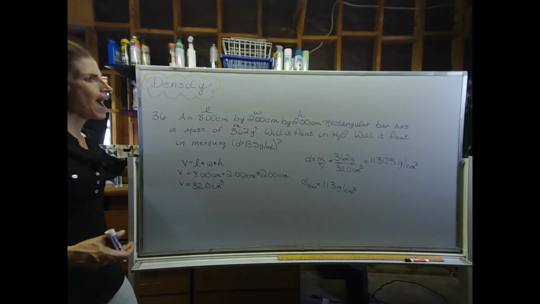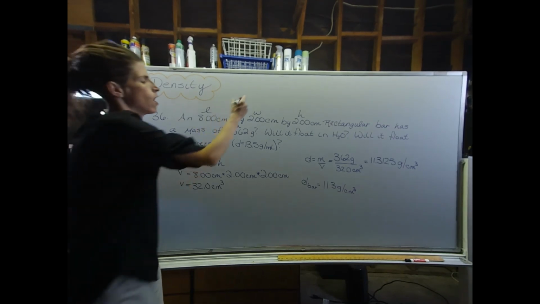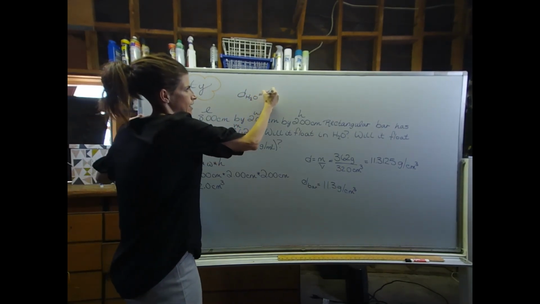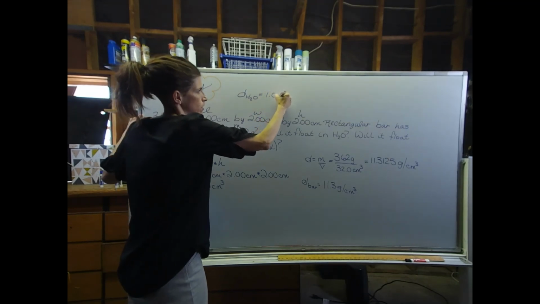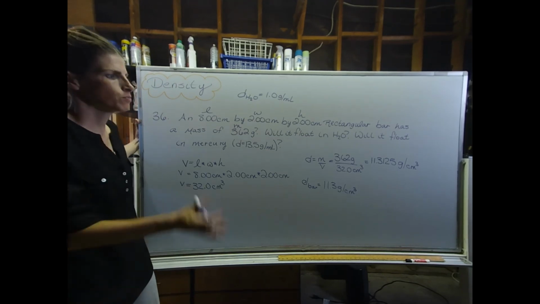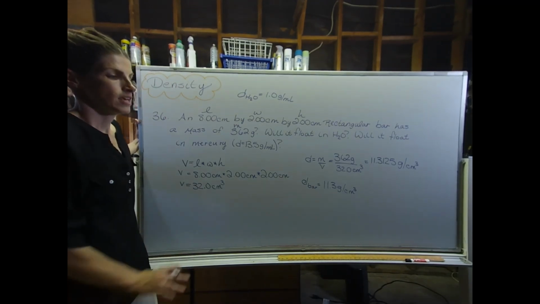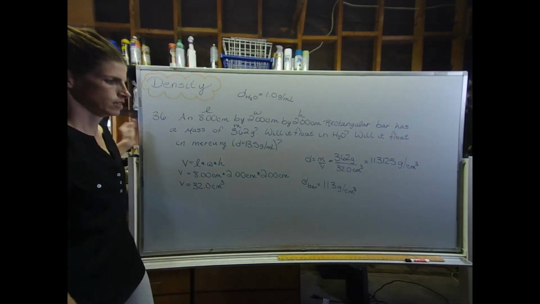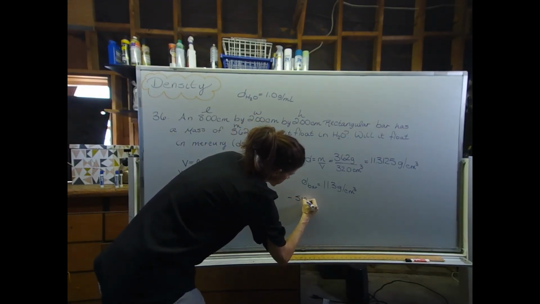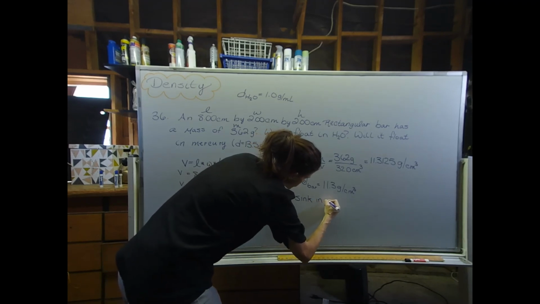So water has a density of 1 gram per mil. If something's less than that, it'll float. Well, it doesn't seem like this bar is going to float. 11.3 grams per centimeter cubed is a much larger density. So I'm going to make note of that. This bar is going to sink in water.